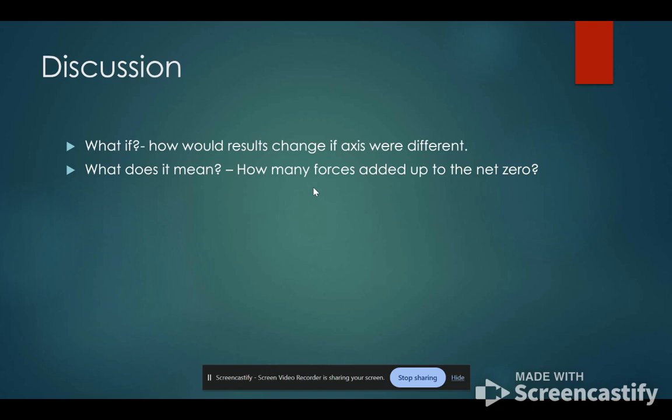Now, in answering how many forces added up to the net zero, we don't exactly know this in the real world experiment because there are many forces such as friction and air resistance that could have acted on the ball, which could have varied the movement. But in the simulation, we know that there were zero forces acting on the ball after it initially started moving. So we know that zero forces were factored in.